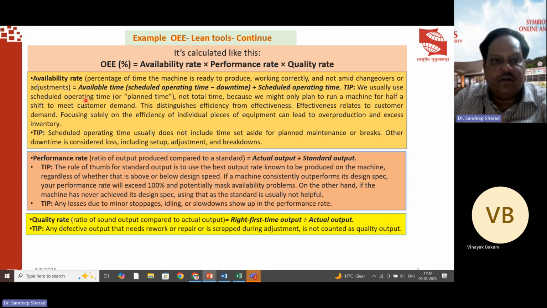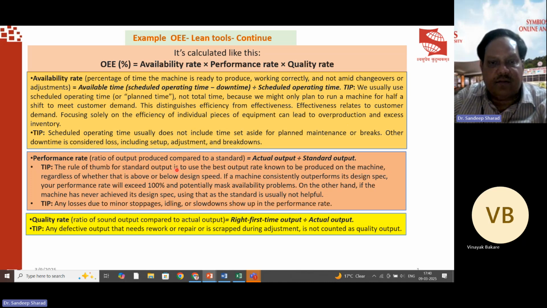Tip: we usually use the scheduled operating time or the plant time, not the total time, because we might only plan to run a machine for half a shift to meet the customer demand. This distinguishes efficiency from effectiveness. Effectiveness relates to the customer demand; focusing solely on the efficiency of an individual piece of equipment can lead to overproduction and excess inventory. Tip: the scheduled operating time usually does not include the time set aside for plant maintenance or breaks. Other downtime is considered a loss, including setup, adjustment, and breakdown.